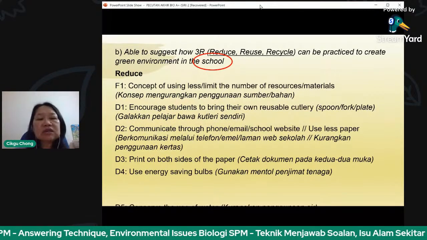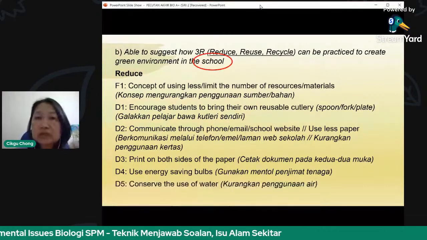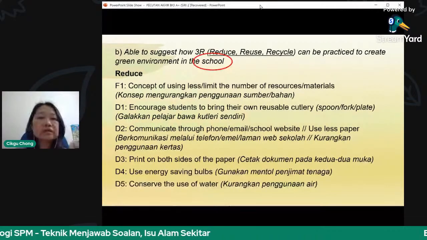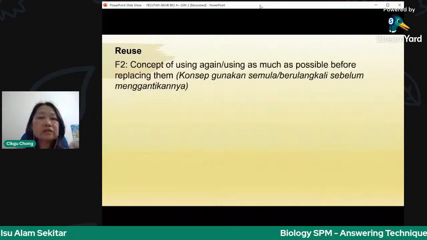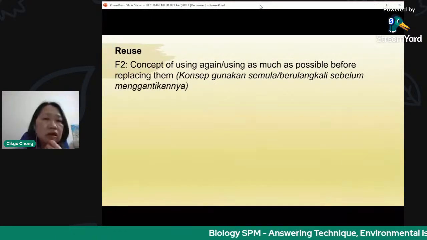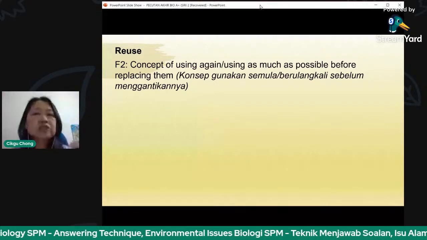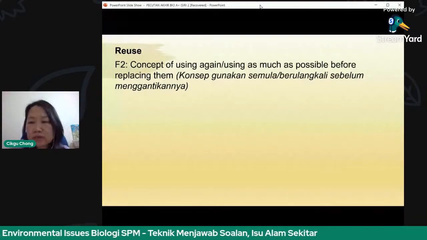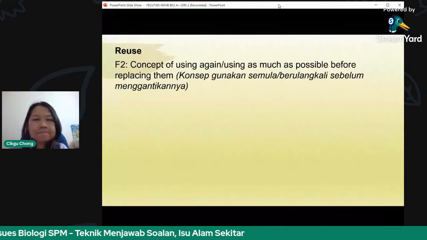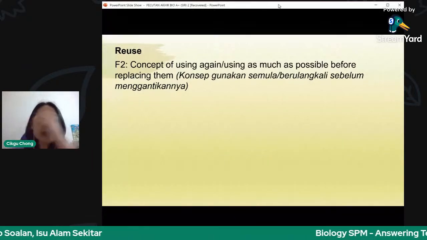Conserve the use of water. All right, try not to use so much water in the school. All right, you can give this as an example. Then now, second concept of reusing. What is the meaning of reusing? The concept of using again. Using as much as possible before you replace them. Try to use it as much as you can before you throw it away or you just sort of condemn it. Okay, next one. Examples under reusing. So collect or reuse paper that is blank on one side.